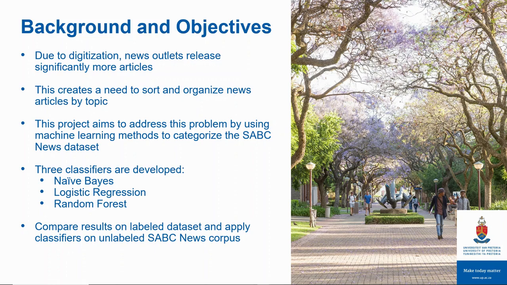Due to digitization, news outlets release significantly more news articles, and this creates a need to sort and organize news articles by topic to make it easier for the reader to find relevant topics they are interested in. This project aims to address this problem by using machine learning methods to categorize the SABC News dataset.